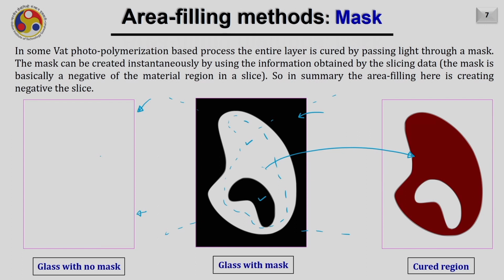So, in summary, the area filling here is created by creating the negative of it on the glass or on the photomask. Then after that, the entire layer is scanned in a single go. You need not scan pixel by pixel here, like we discussed in the last case. The entire region can be scanned in a single go.